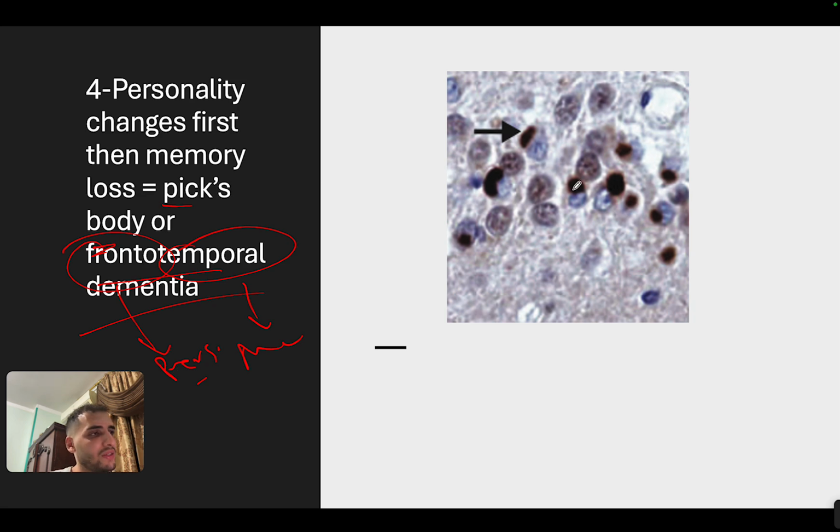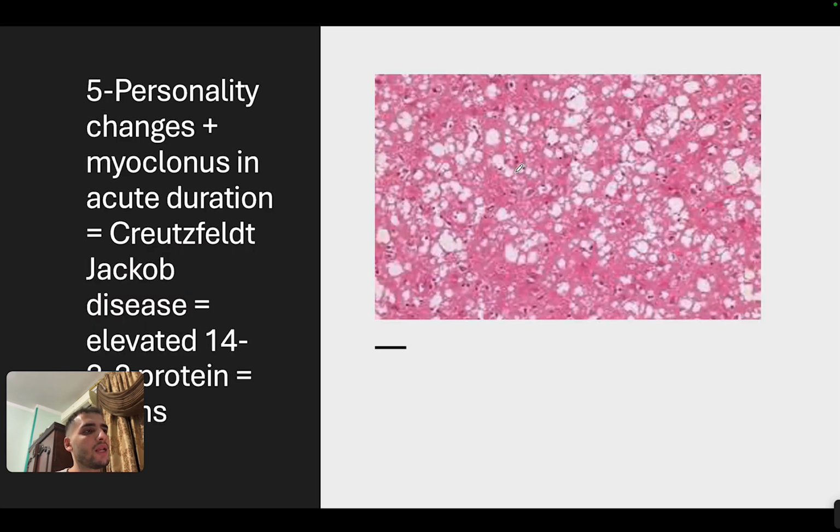Okay? And here are Beck's bodies. They are just circular bodies that you can see in the histology, okay? The fifth piece of information is when you see personality change with myoclonus in acute duration, then it's called Creutzfeldt-Jakob disease, which is an infection, and it happens from a protein.